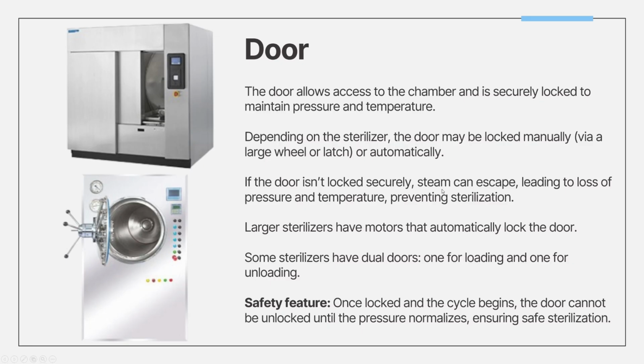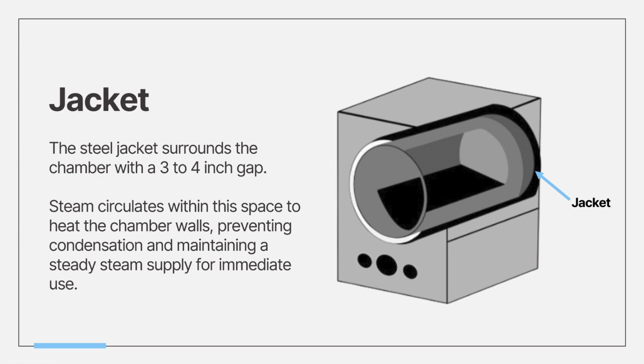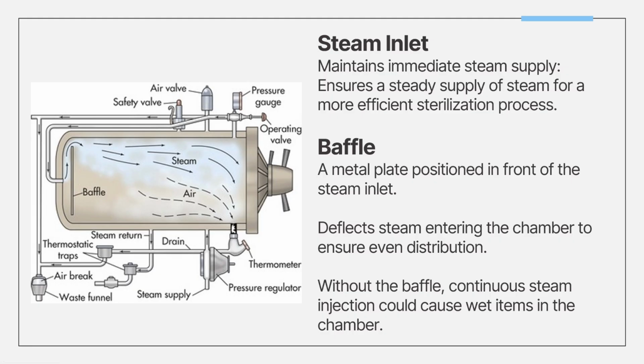Usually it has a 3 to 4 inch gap filled with circulating steam too. This preheats chamber walls, preventing condensation when steam enters and ensures immediate steam availability. As you can see, it's like a 3 to 4 inch steel layer around the chamber itself. And of course, we have steam, which acts as both sterilant and heat conductor. It prevents condensation on instruments by keeping chamber walls hot. And a steady supply ensures consistent sterilization conditions.